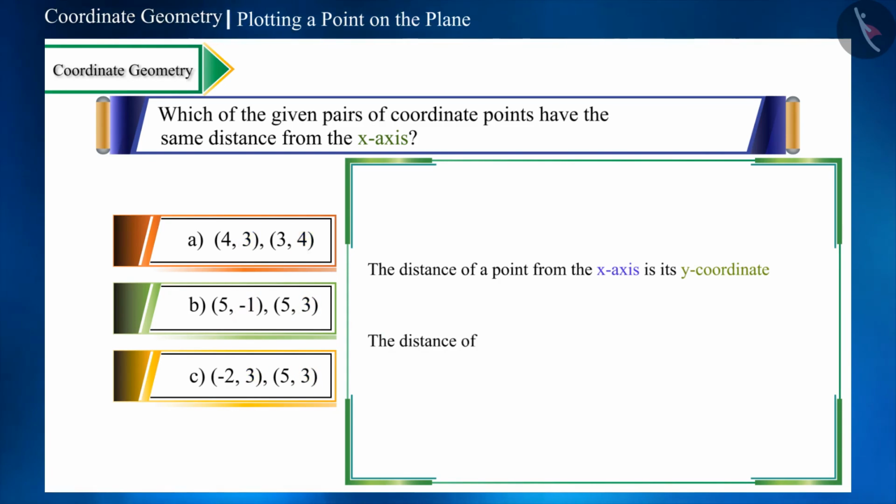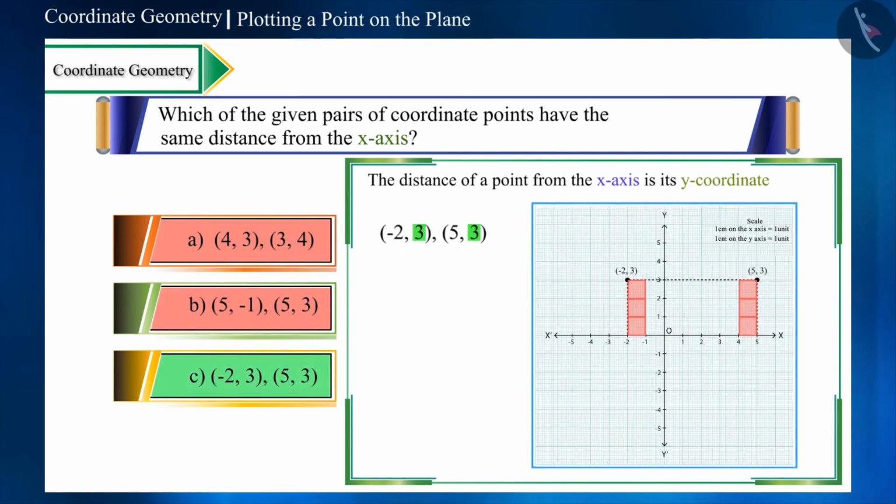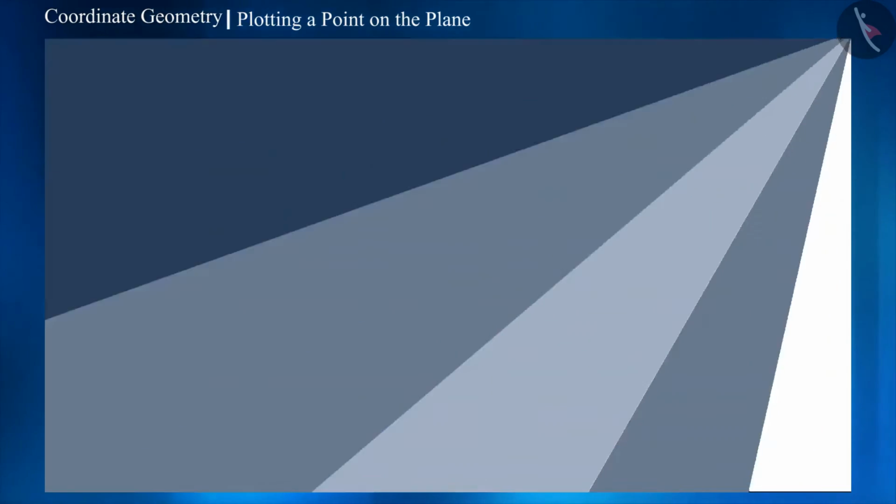And similarly, the distance of a point from the y-axis is its x-coordinate. That is, the pair whose x-coordinates are the same, those points will be the same distance from the y-axis. So friends, from these options, the third option is the correct answer. You can also check your answers by plotting these options on the XY plane. I hope you can answer these types of questions easily.